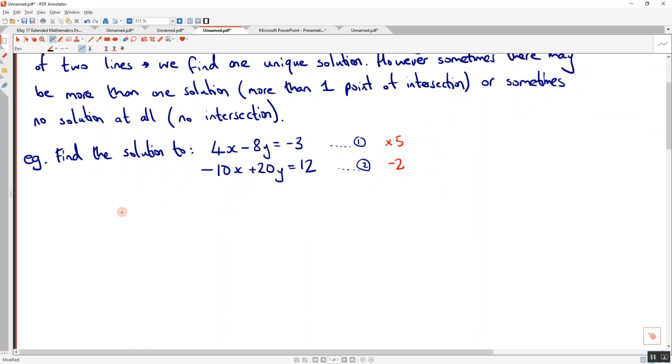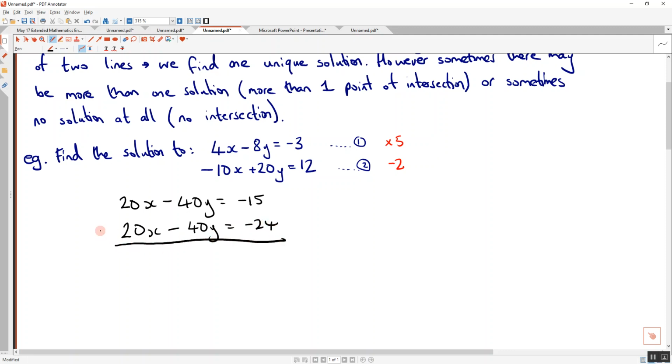So let's multiply the top one by 5. I end up with 20x take away 40y equals -15. Bella wants to multiply by -2, so this becomes, yep, good, positive 50x minus 40y equals 24. Right, and am I going to add or subtract? Subtract. Now when I subtract, I get 0 on one side, and on the other side I get 9. Yes, -15, and it's going to become add 24, so I get 9, okay?